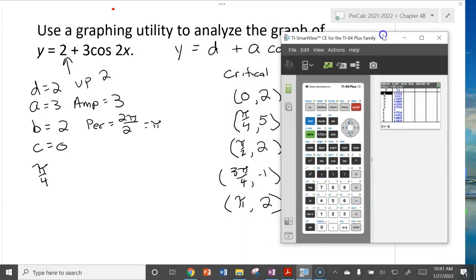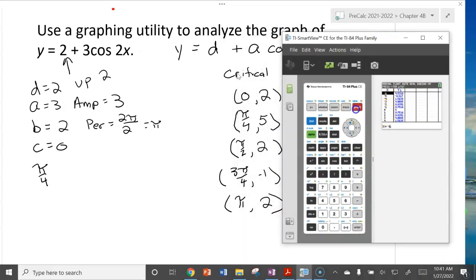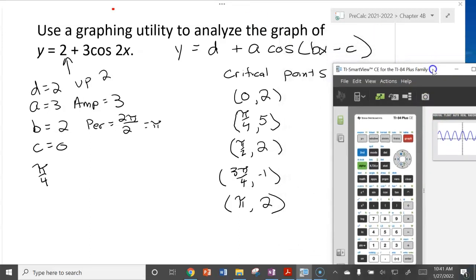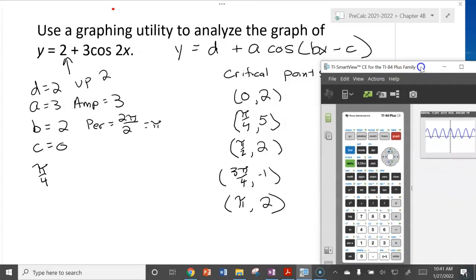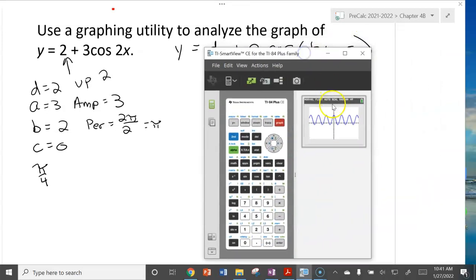See if we can put it where we can see it. Here's the graph. You see how your max is at 5 and your min is at negative 1? The other thing to notice, we've got a cosine. So it starts at max, goes to min. So there you have it.